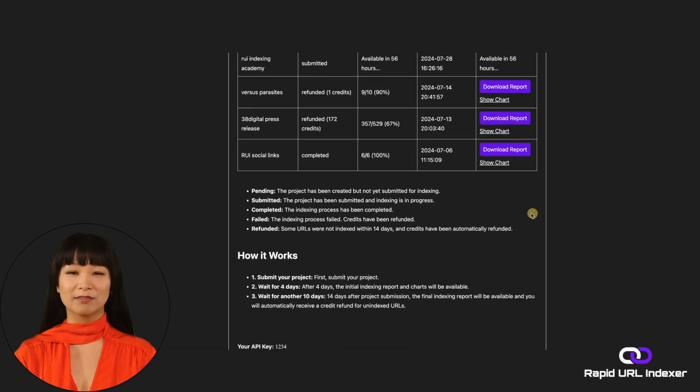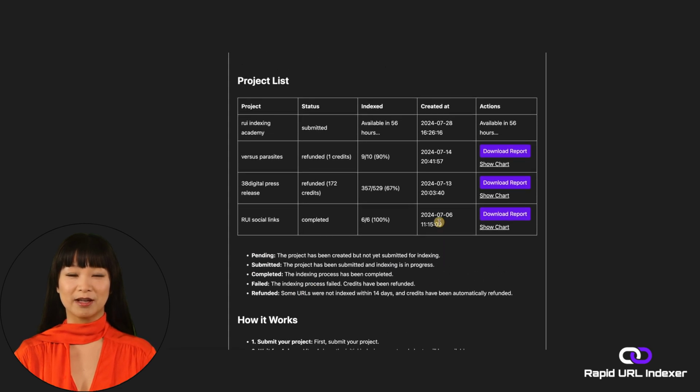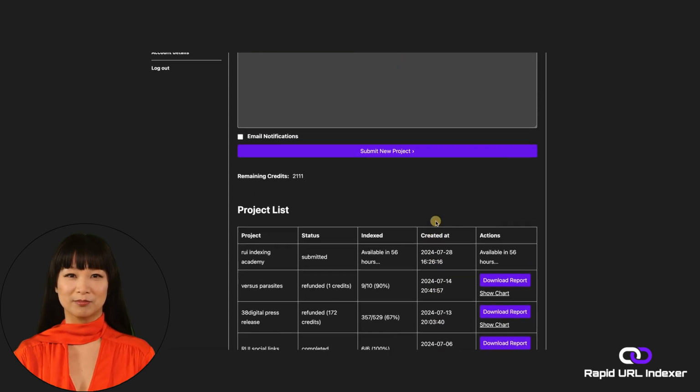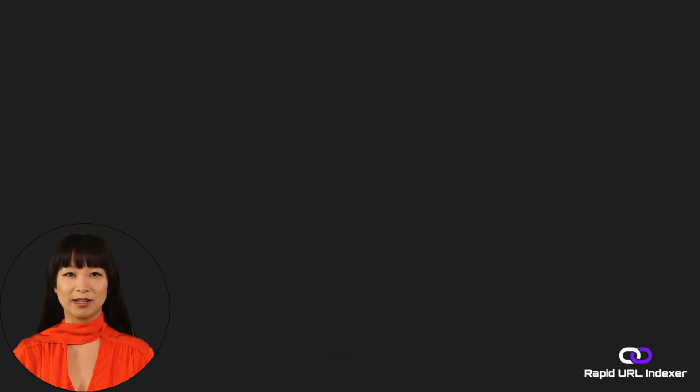Note that the final charts and reports will not be available until 14 days after you submit your project, which is also when automatic credit refunds are processed. If you've enabled email notifications for the project, you'll receive an email when the indexing project is complete.